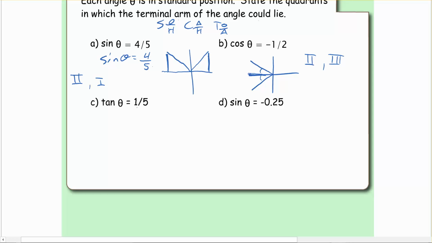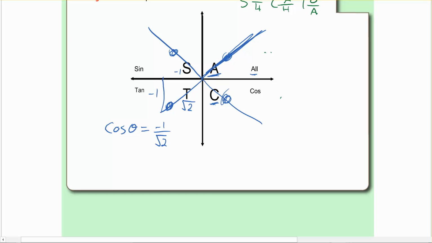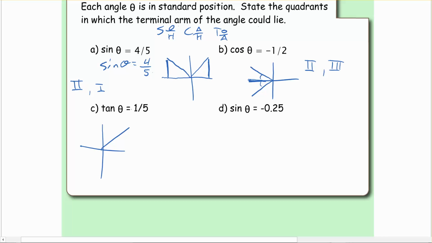Okay, tan 1 over 5. Well, I know it's going to be in this one, right? Because we already knew from our CAST rule that all of them are positive in that one. It's positive. That's what's important there. But the other one I'm going to be able to figure out is that it's also going to be positive over here. Because if you think about it, I'm going to have a negative going this way, but then also a negative going down. So I've got a negative over a negative. So that would also give me a positive ratio.